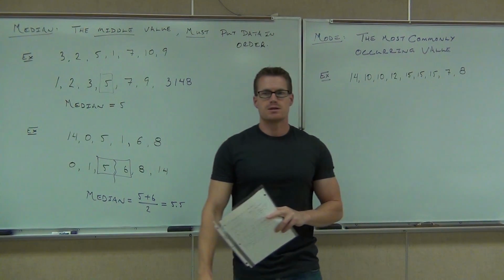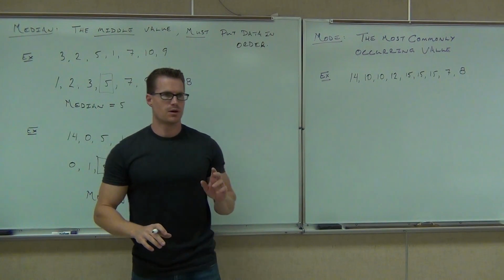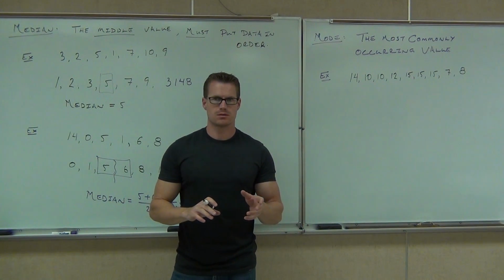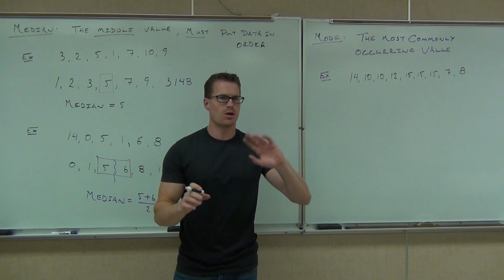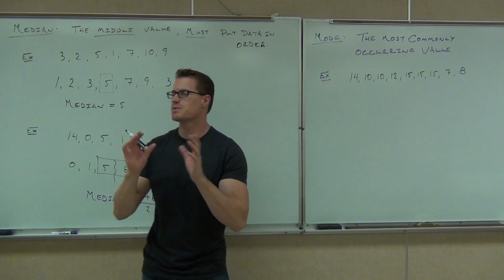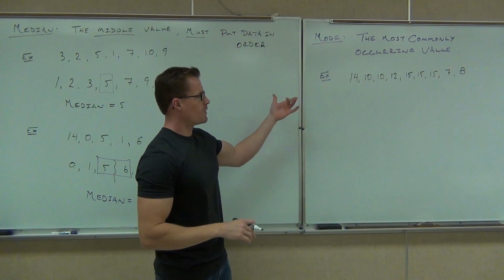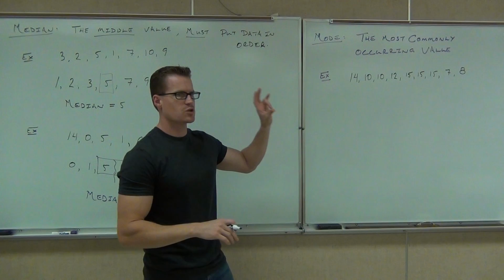Hey, by the way, does the data have to be in order to find the mode, do you think? How about the mean? No. If you're adding them all up, does it matter? No. But the median, yes. So the median's the only one where the data has to be in order, and it certainly does have to be in order. The mode, we don't have to add or anything. What we're looking for is the most commonly occurring value.